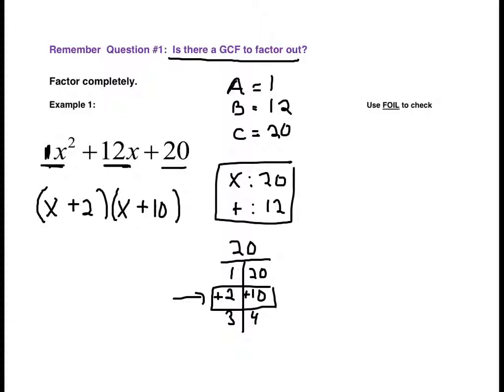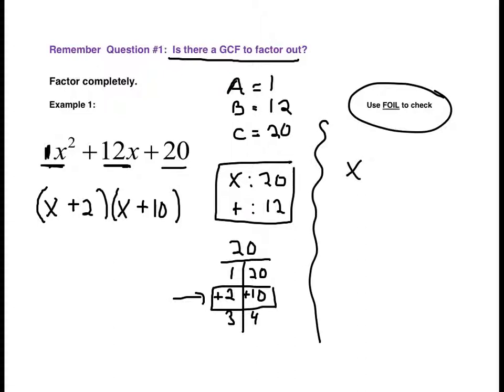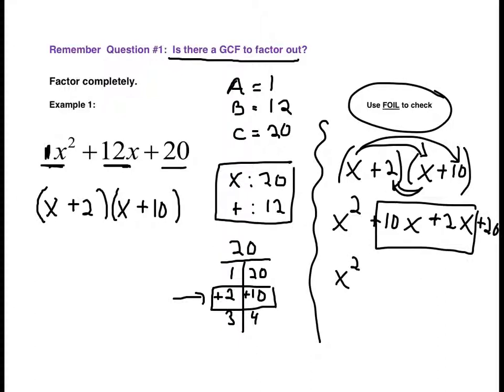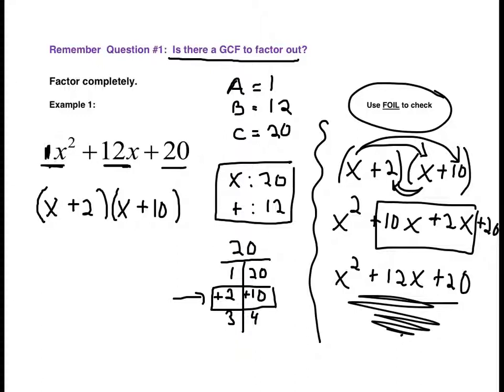And I can check it. It says use FOIL to check. So let's take x plus 2 times x plus 10 and do FOIL, or you could do the box method. So I would get x squared, then 10x, then plus 2x, and then plus 20. Notice these two combine, so I would get x squared plus 12x plus 20. And look, this is your trinomial that you started with. So the answer I'm looking for is right there.